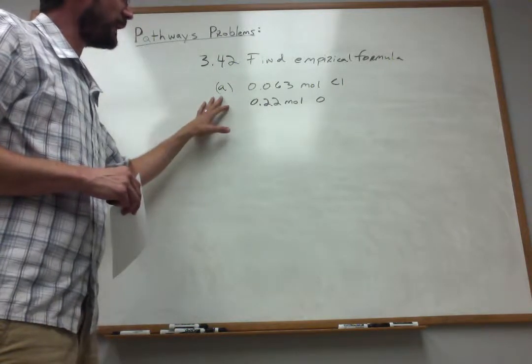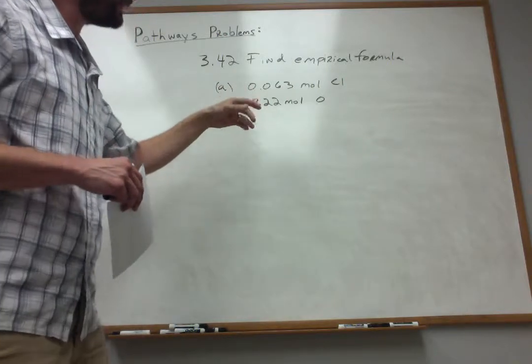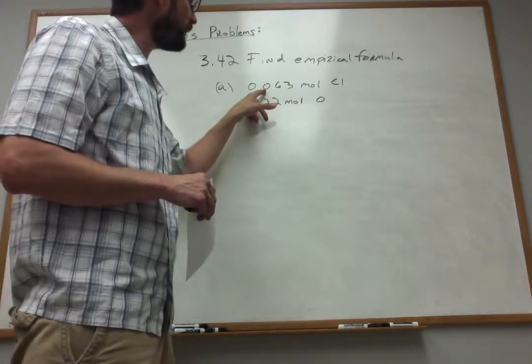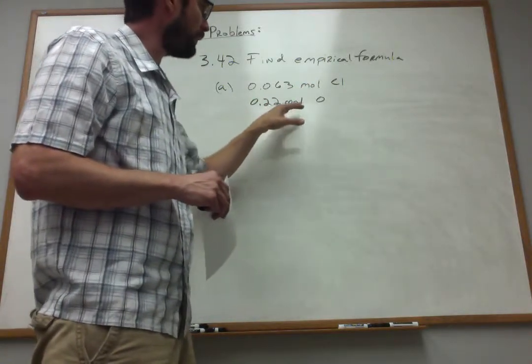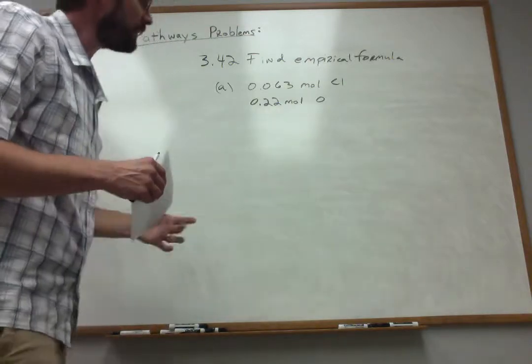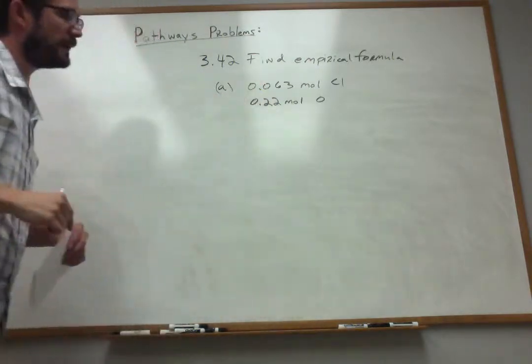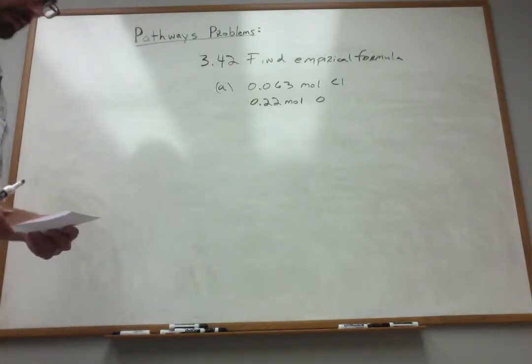So 3.42A gives us the fact that we analyze a compound in lab, and we find that within that sample that we analyzed, we had 0.063 moles of chlorine atoms and 0.22 moles of oxygen atoms. So this is a composition. What made up that compound after analysis? We want to figure out what the formula is, the empirical formula.